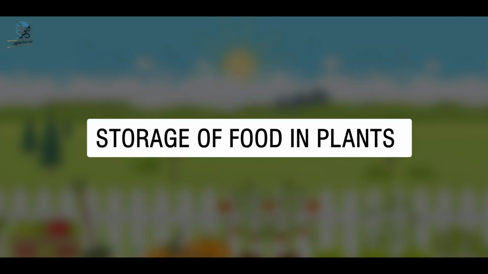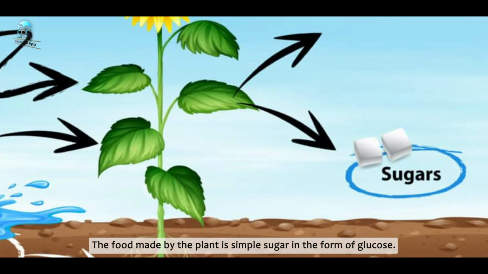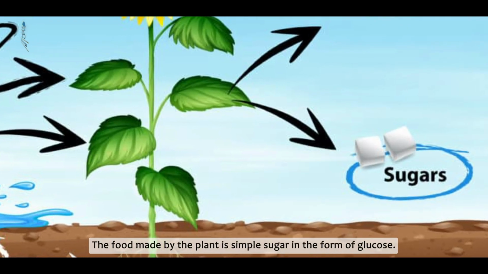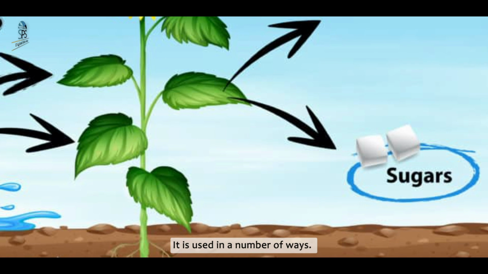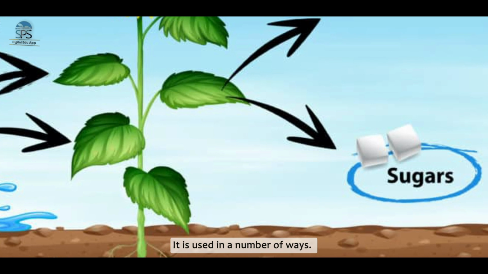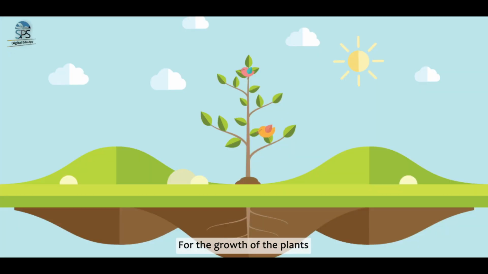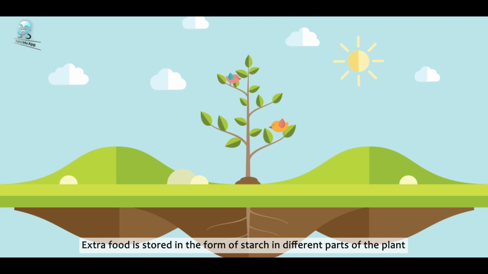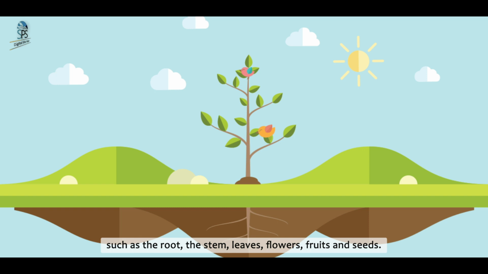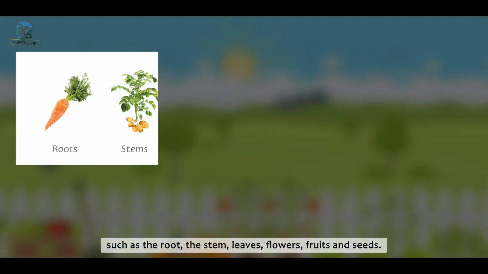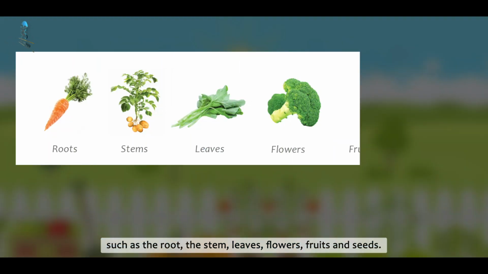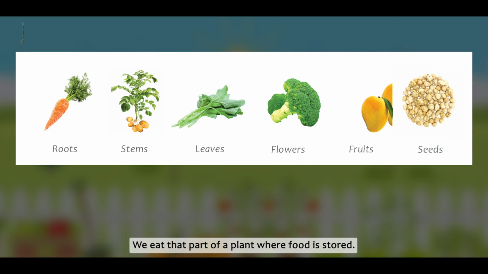Storage of food in plants. The food made by the plant is simple sugar in the form of glucose. It is used in a number of ways: to get energy to carry out a number of processes, and for the growth of plants. Extra food is stored in the form of starch in different parts of the plant, such as the root, the stem, leaves, flowers, fruits, and seed. We eat that part of a plant where food is stored.